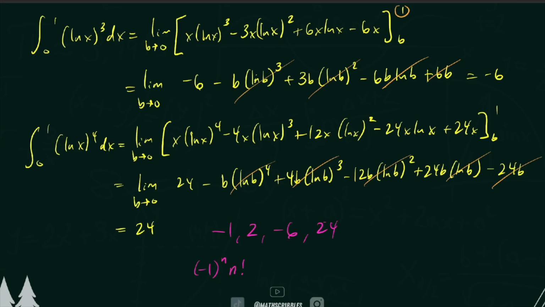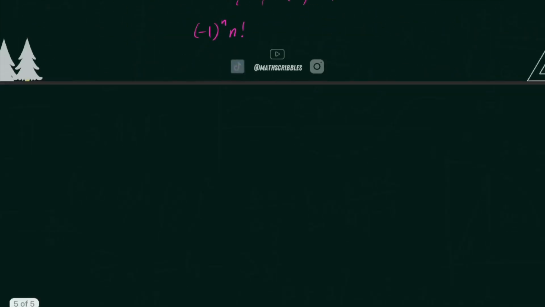Okay, so when n is equal to 1, we get -1. When n is equal to 2, we get 2 factorial. When n is equal to 3, we get -6. And then when n is equal to 4, we get +24. So the pattern continues. That means that this integral from 0 to 1 of the natural log of x raised to the power of n in terms of x is going to equal (-1) to the power of n times n factorial. Okay, that's pretty neat.